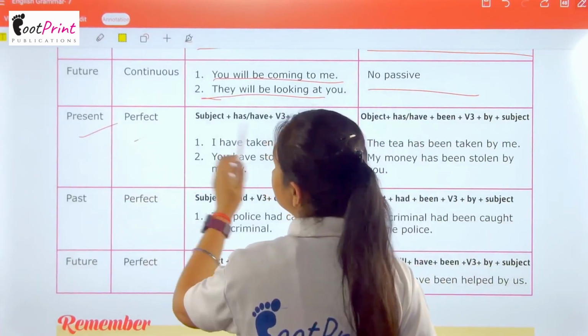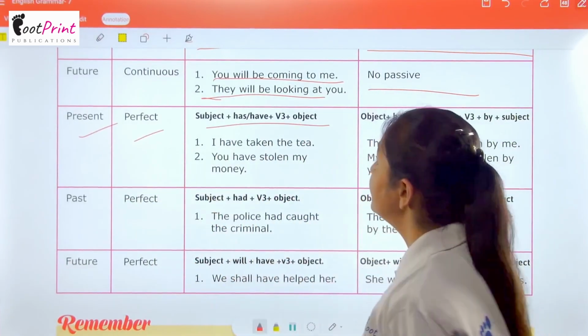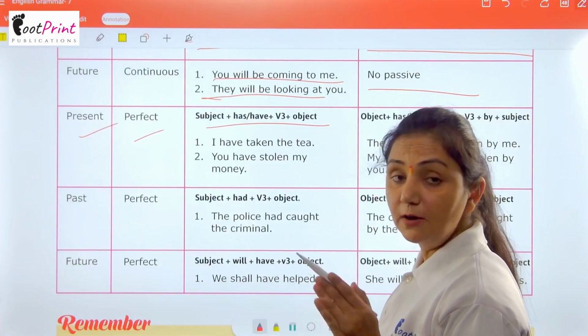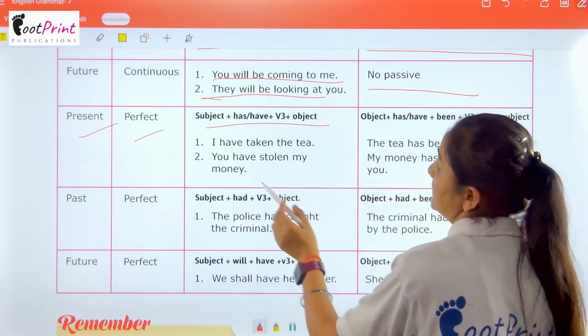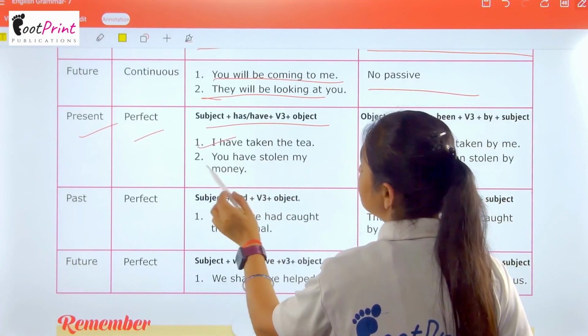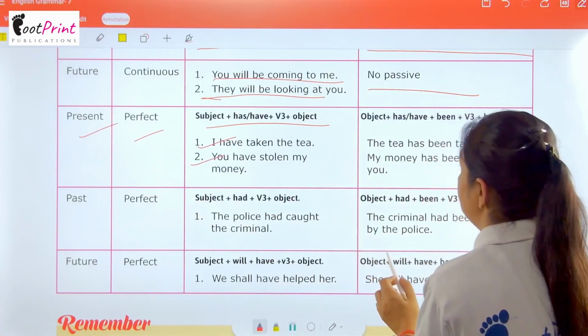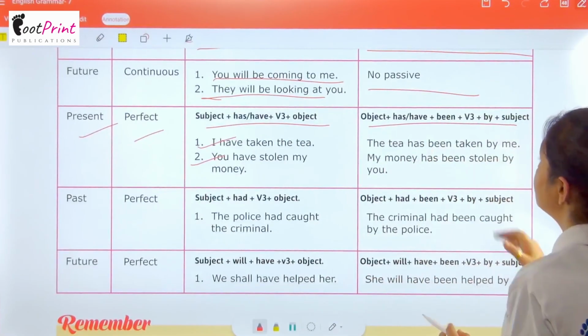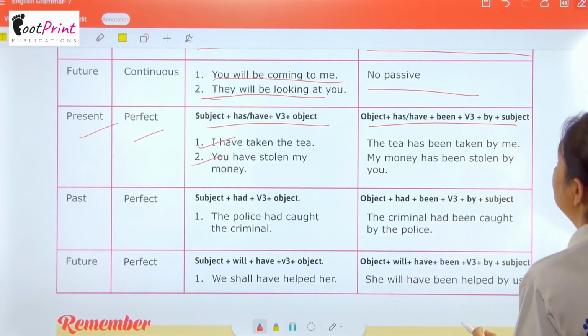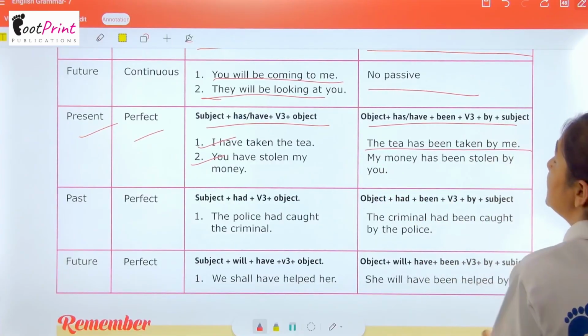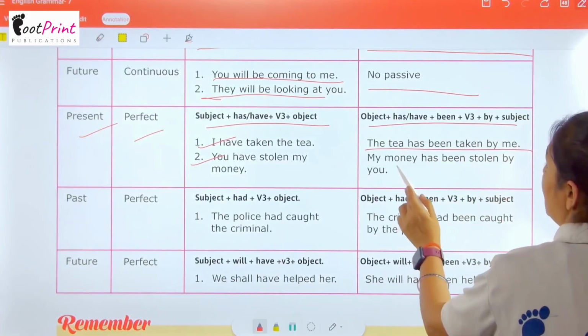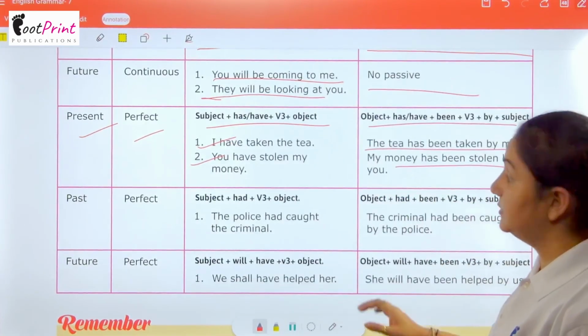Next, present perfect. Subject plus has/have plus V3, V meaning verb, plus object. Examples: I have taken a tea. You have stolen my money. Passive: object plus has/have plus been plus V3 plus by plus subject. The tea has been taken by me. My money has been stolen by you.